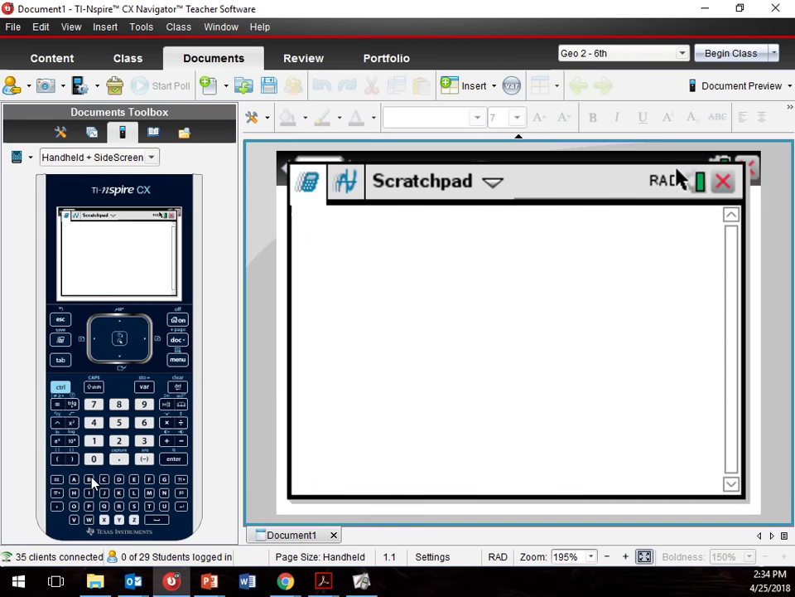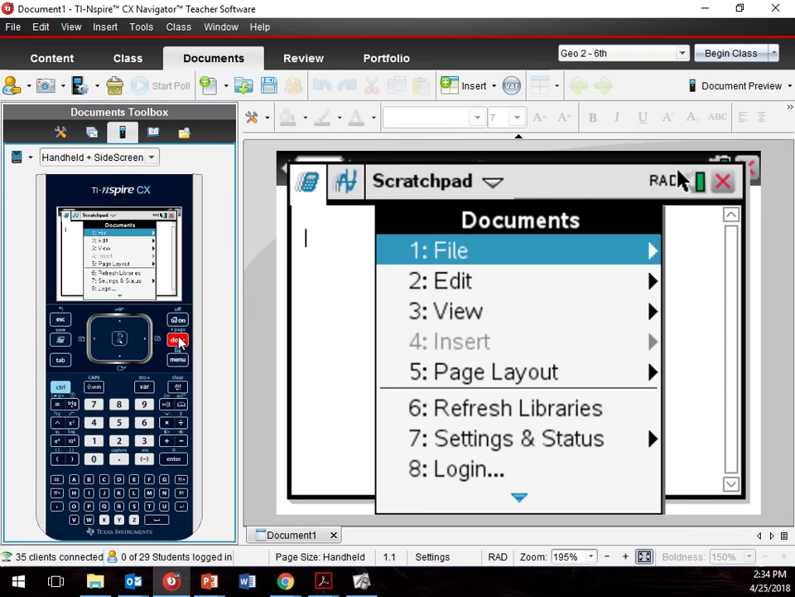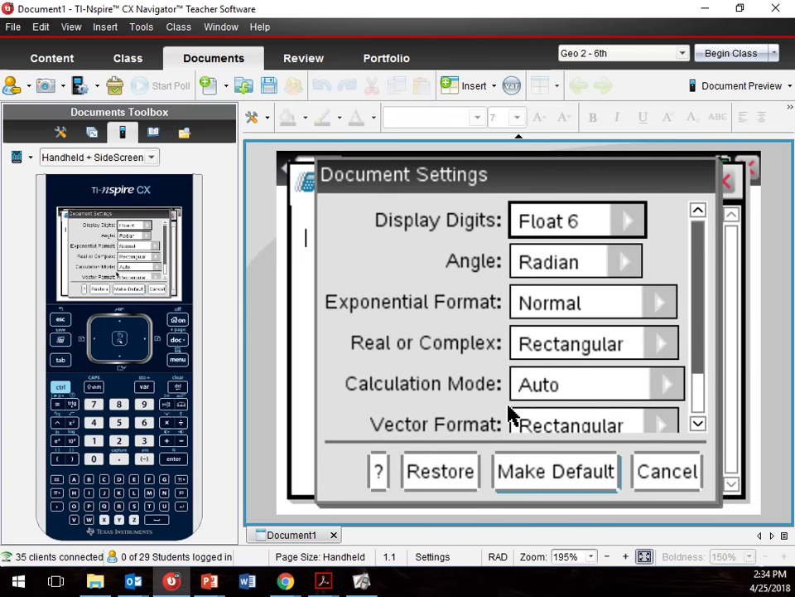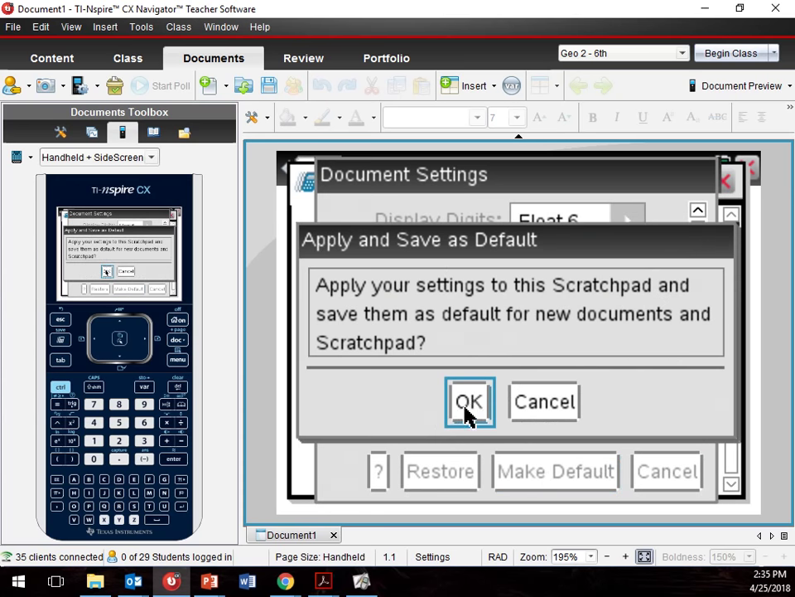Right here, I'm going to go to my documents, settings, and then document settings. What's the one thing I have to double check for this? Rectangular, right? I've got real or complex, so it has to be rectangular. That's what you're checking here. Once that is in the right setting, what do I do? Make default. There we go.